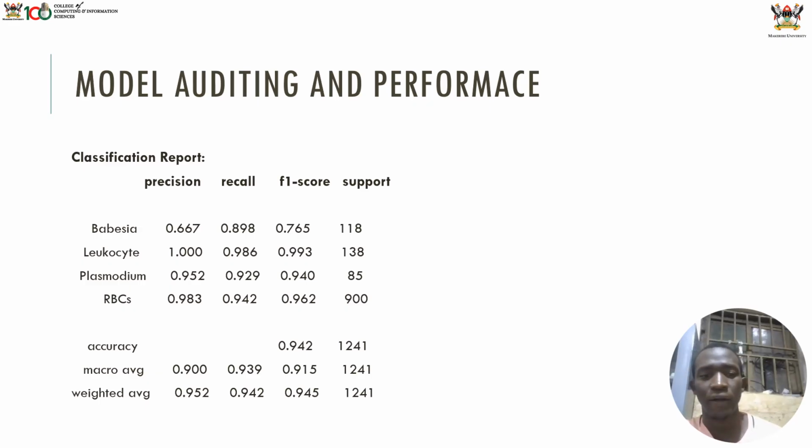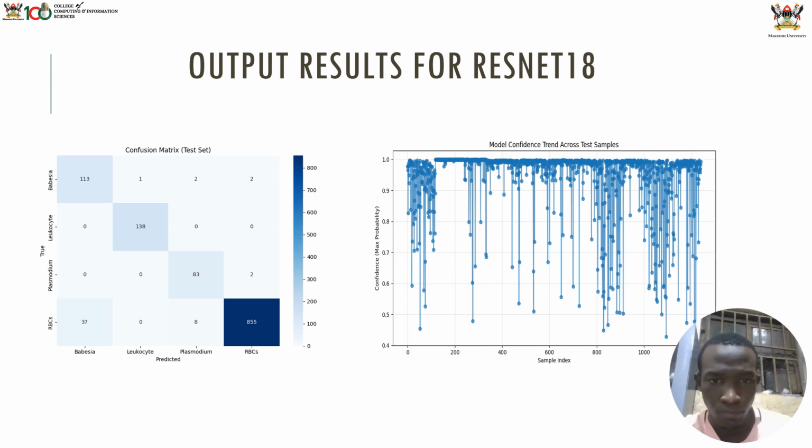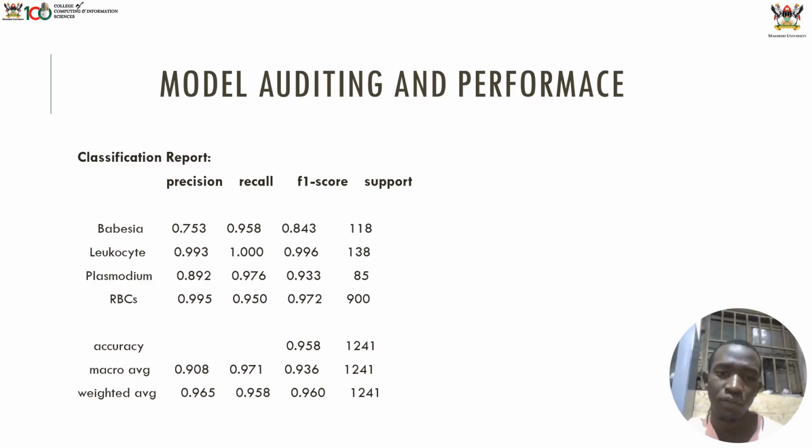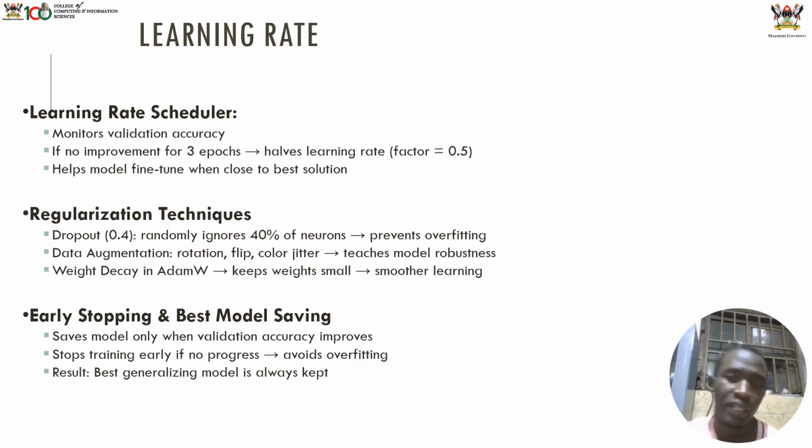And then you have the outputs. These are for ResNet 18, well explained as the previous one. We also have the model auditing performance. Then you have the learning rates.